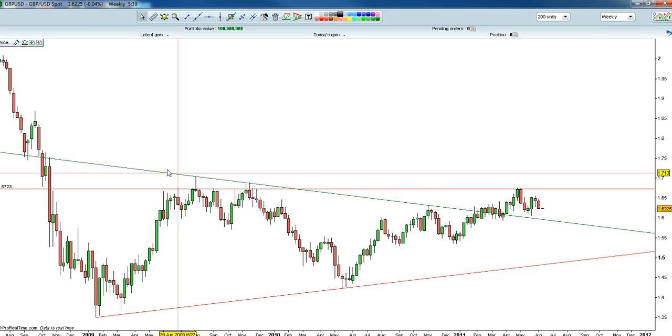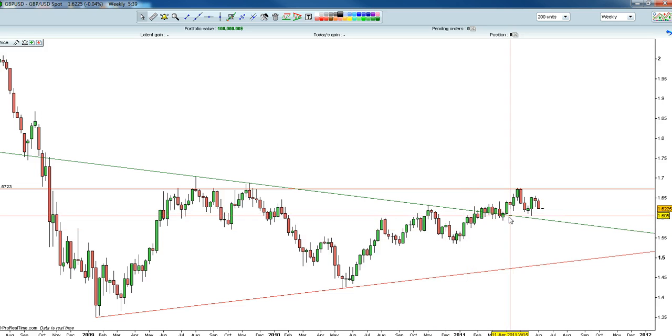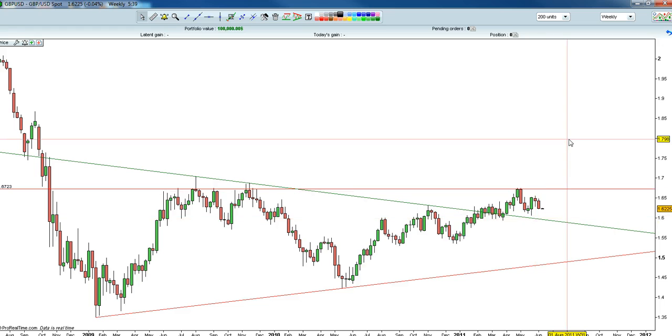It hit resistance here, this green line. It's again congested and then pushed up to the next area of resistance up here, around 167.25. We've since pulled back. I wasn't sure whether we're going to pull back to test this trend line and then take off again, or whether we're going to get a deeper, more aggressive pullback.